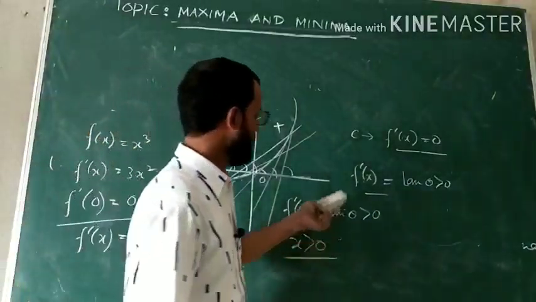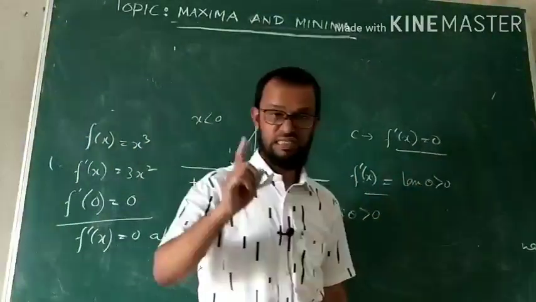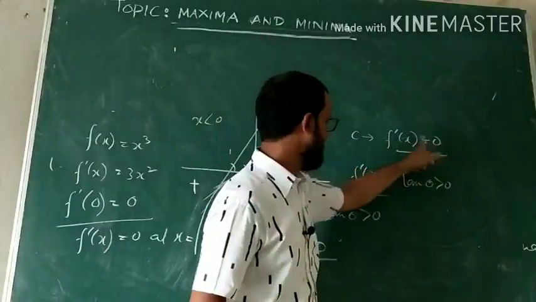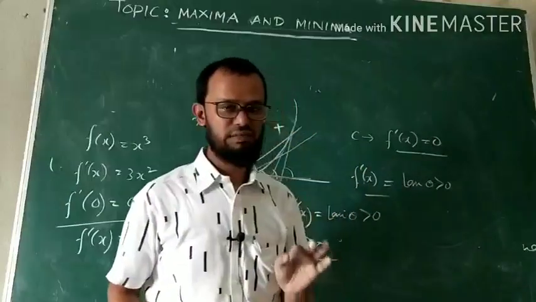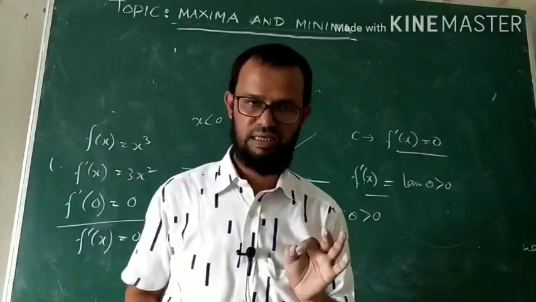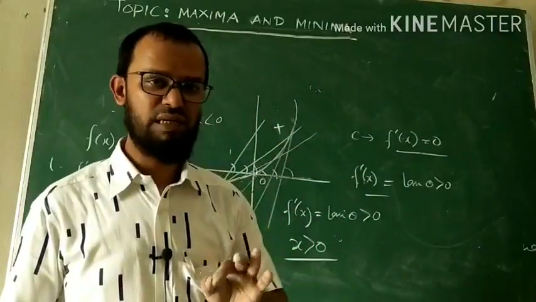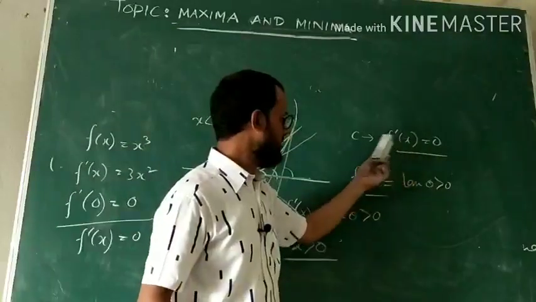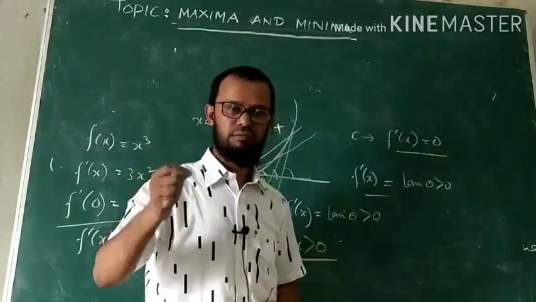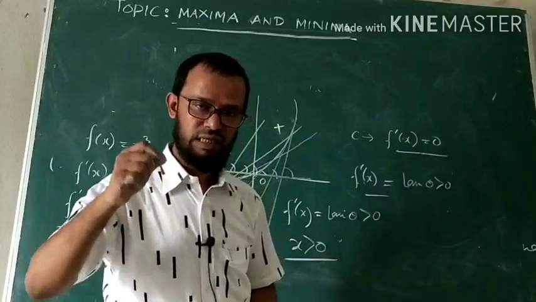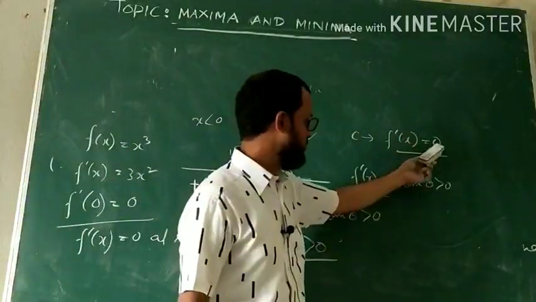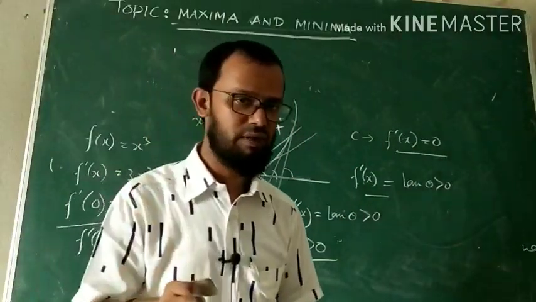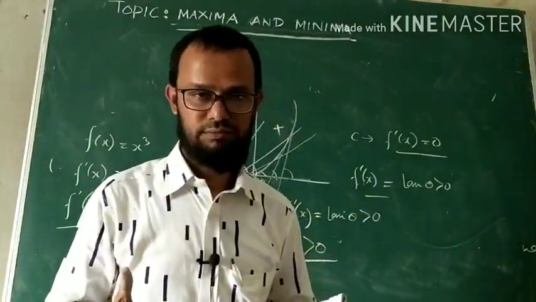I told you that f dash x equal to 0 is the necessary condition, not the sufficient condition. If f dash x is 0, then at any point a maximum or minimum value may occur. It is not a sufficient condition that a maximum or minimum value must exist. The condition says that if f dash x equal to 0 at a particular point, then maximum and minimum value may occur.